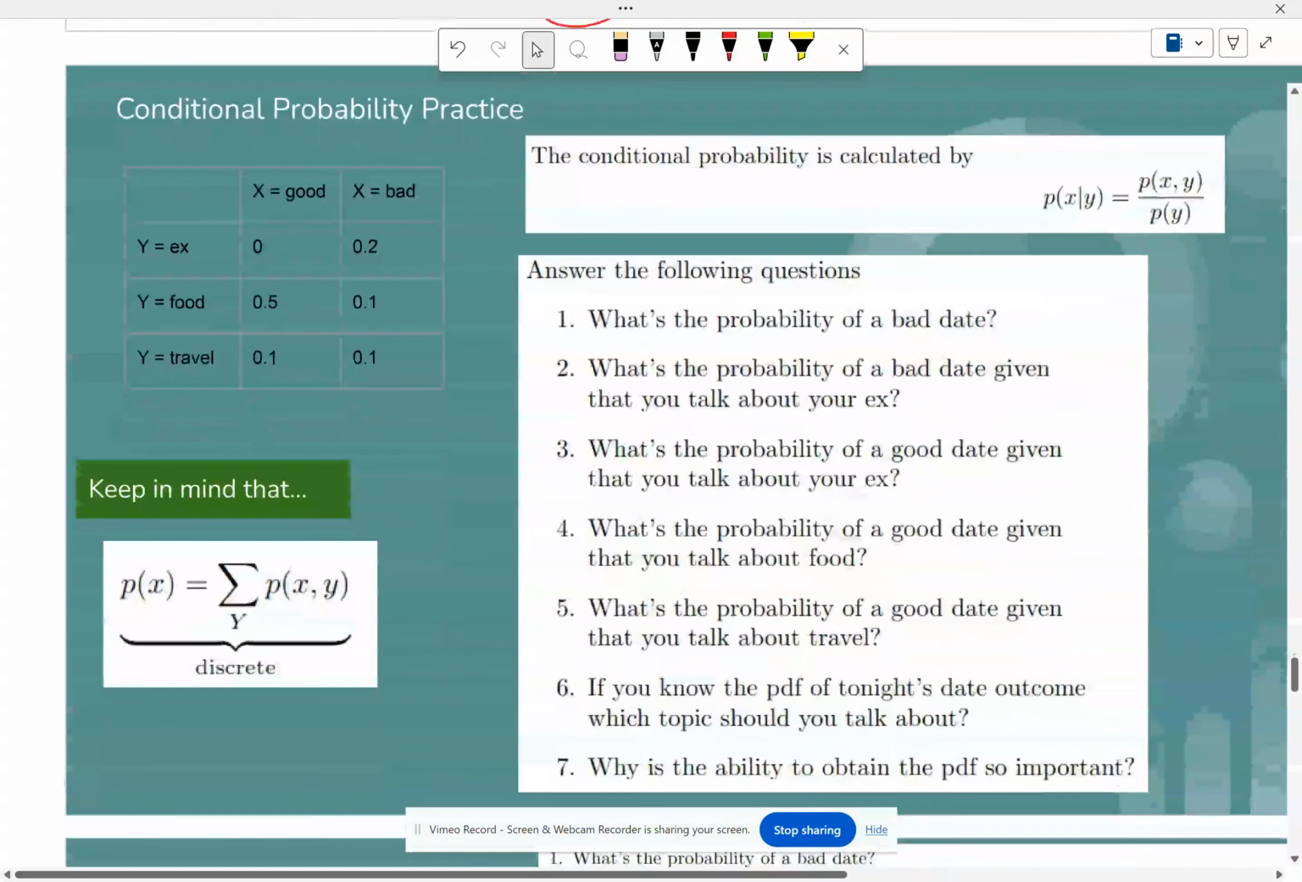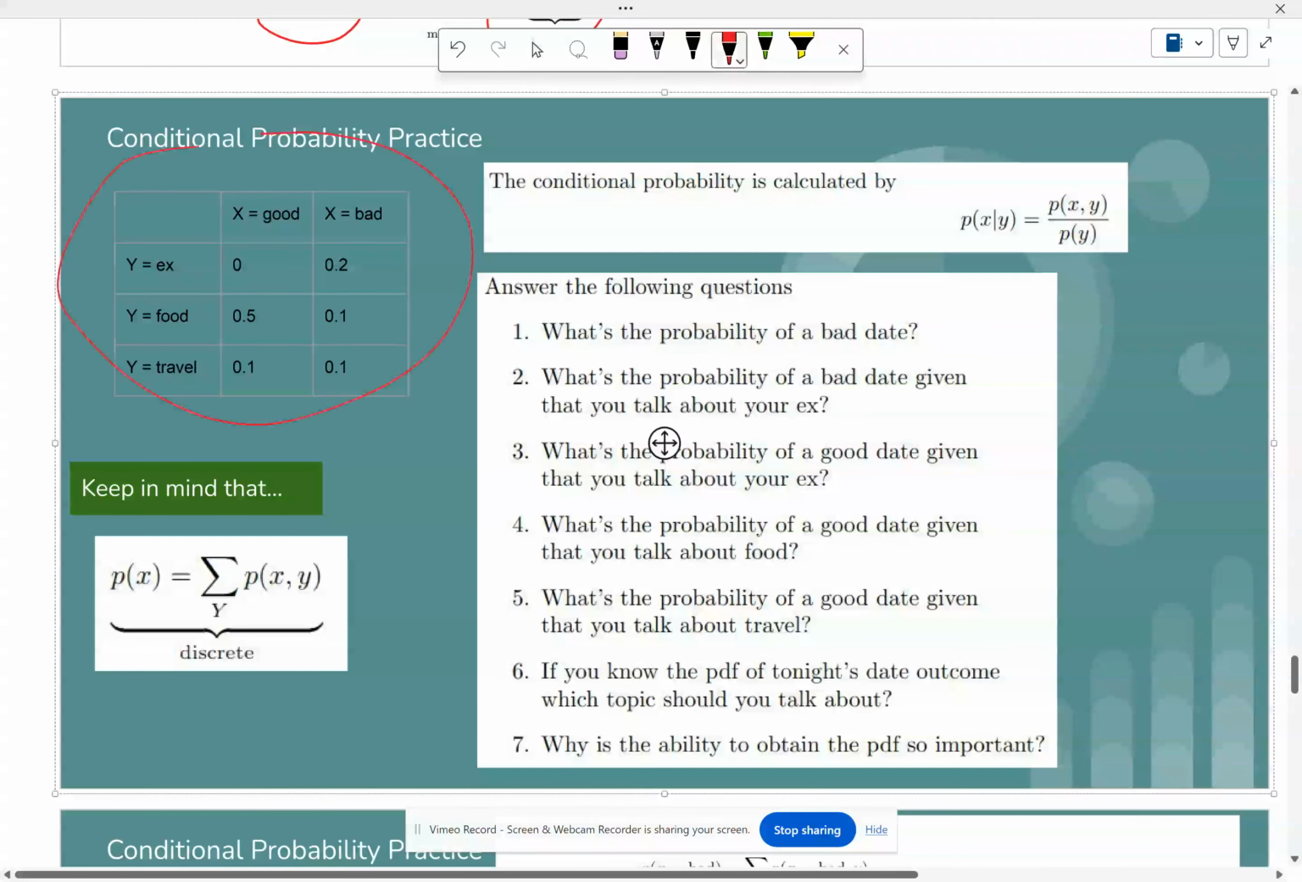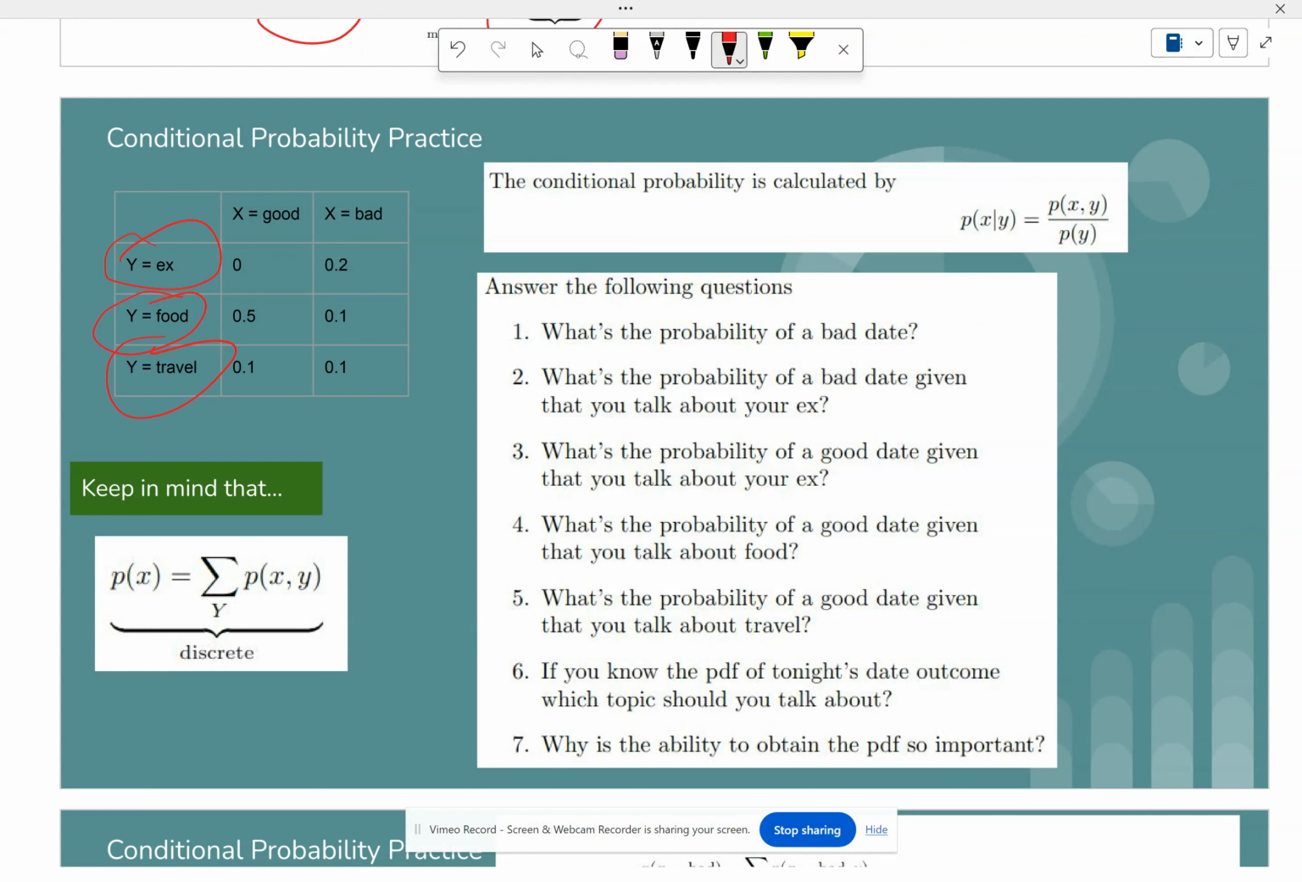So let's do a quick practice, right? Over here is a table of x and y. X is whether you're going to have a good date or a bad date. And y is what you're going to talk about. You're going to talk about your ex, you're going to talk about food, you're going to talk about travel, right? Depending on the topic you talk about, you may get different outcomes. So I want you to pause the video and calculate what is the probability you're going to get a bad date in general, right?